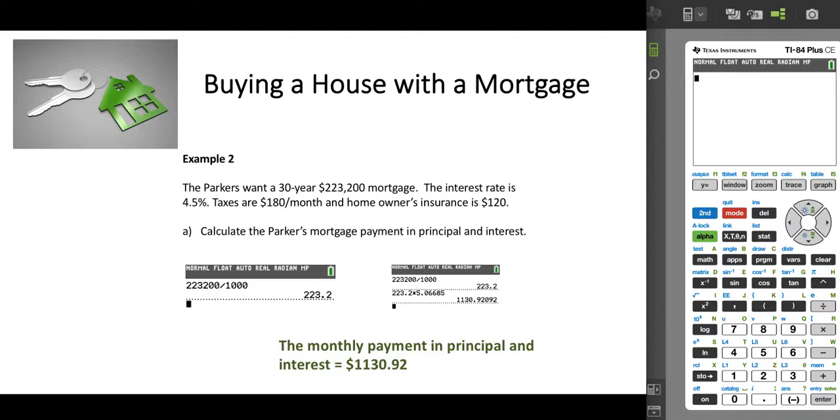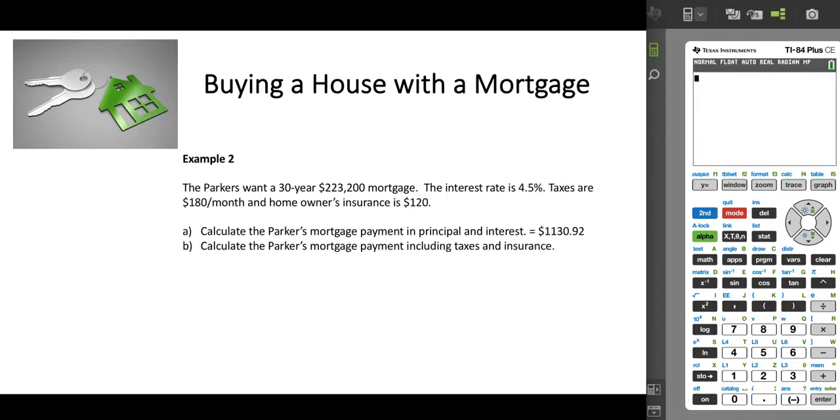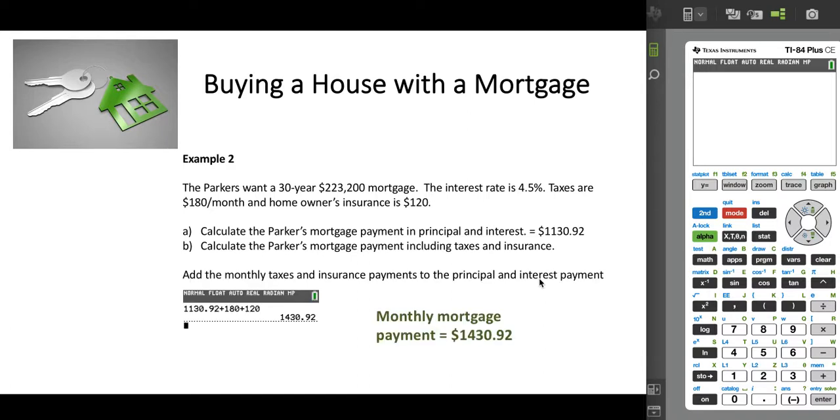Now the taxes, sometimes you pay that with your mortgage payment and it goes into an escrow account and the bank will pay your taxes, but you're actually paying for those taxes every month. So to figure out if you're going to be approved for this mortgage, the bank is going to add taxes and insurance to this figure. So that's what we're going to do in the next question. We're going to calculate what their actual mortgage payment is by adding in the taxes and the insurance.